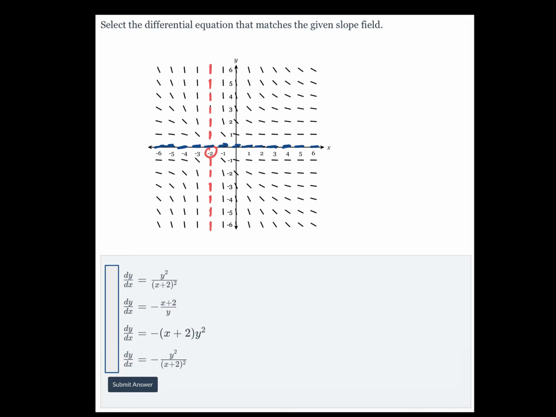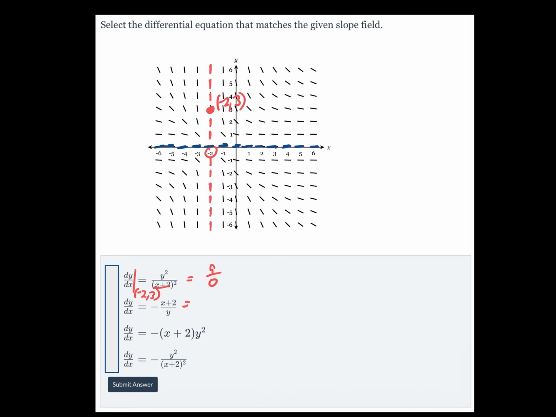Well, let's evaluate this one. Let's take a specific test point. How about negative 2 comma 3? So we have an x and a y value. Let's evaluate this at negative 2 comma 3, and this one is going to give us a 9, and that's going to be negative 2 plus 2, that's 0 squared. That's 0. That's an undefined. Let's see what else here.